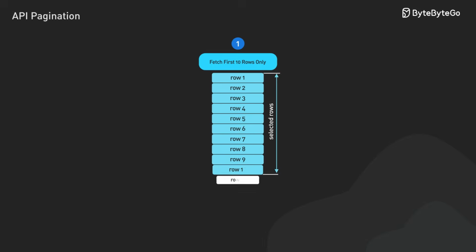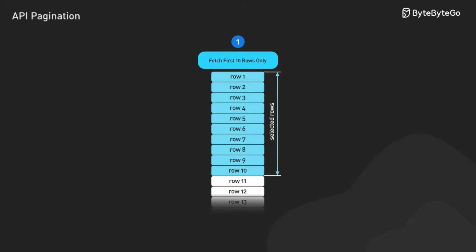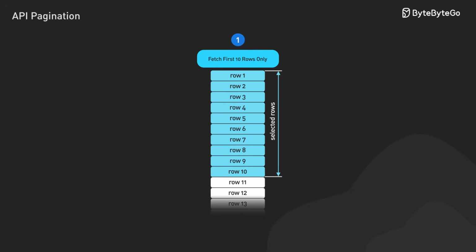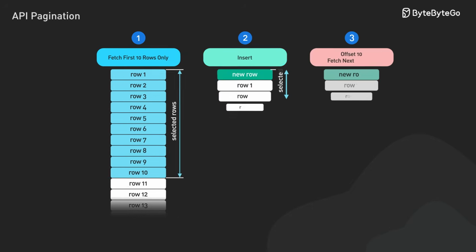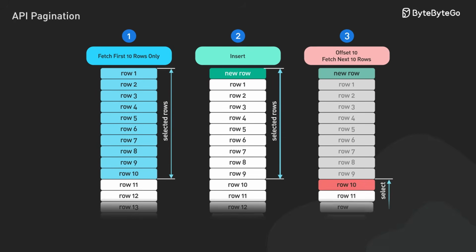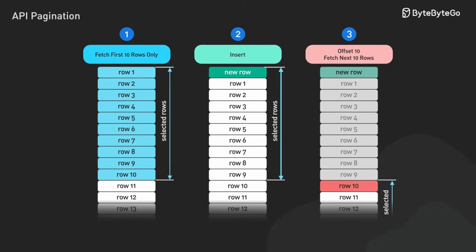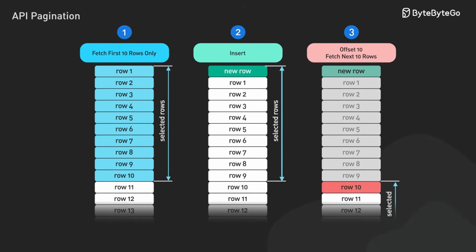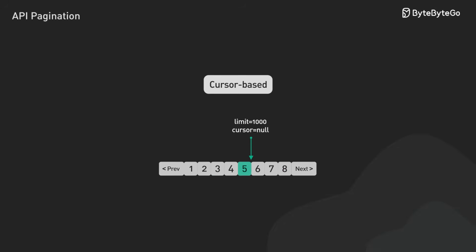When a dataset changes quickly, offset-based pagination can miss records or show them twice. If new items are added, they shift everything around. This means we might not get consistent results between requests. Cursor-based pagination fixes these problems.